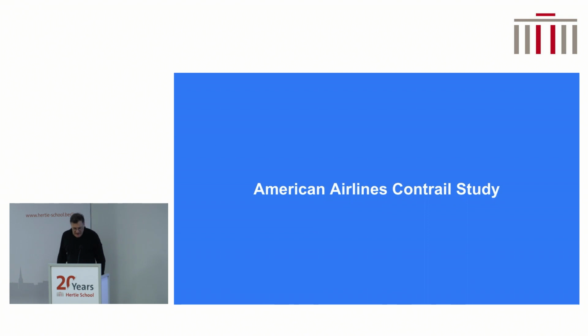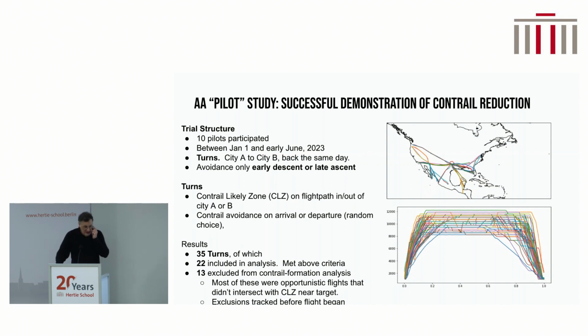So let me finish the story by telling you about the study that we've done with American Airlines, which is unsurprisingly an airline in the United States, how we worked with them to actually prove that our contrail avoidance can avoid a statistically significant amount of contrails. We all jointly came up with this very clever study framework.